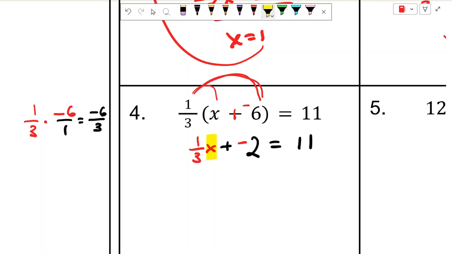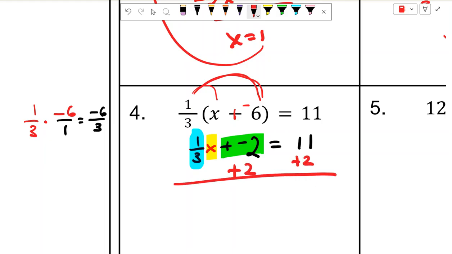Locate the variable. See that there is a coefficient. And also see that there is a constant. We deal with constants first. So we'll add positive 2 to both sides. And we'll get 1/3 x is equal to 13.